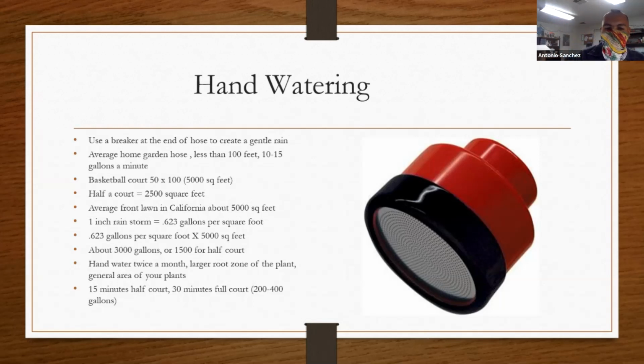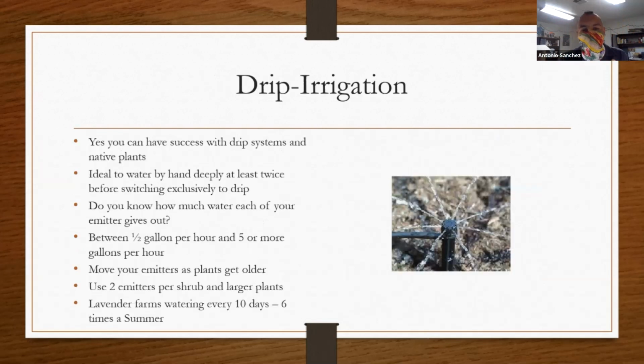So we spend about 15 minutes on a half court, 30 minutes on a full court basketball. With drip irrigation, it really depends on how your emitters are putting out water. You could have half gallon emitters. You could have 5 gallon emitters. I've seen 10 gallon emitters. It really depends. And in the next class, I will actually do a formula for you guys that people use to figure out how to do farm irrigation, but it applies to low water irrigation too.